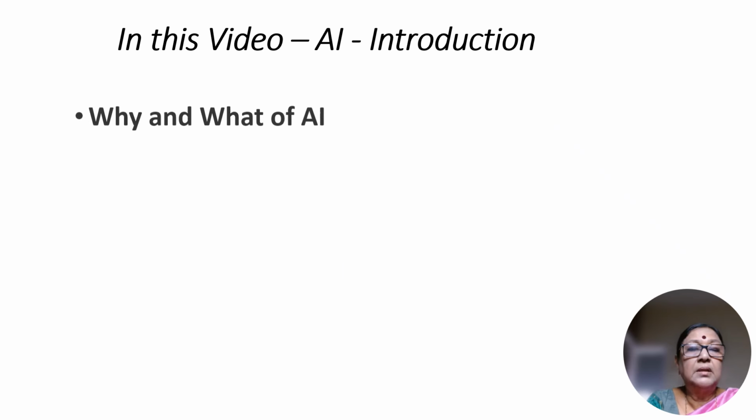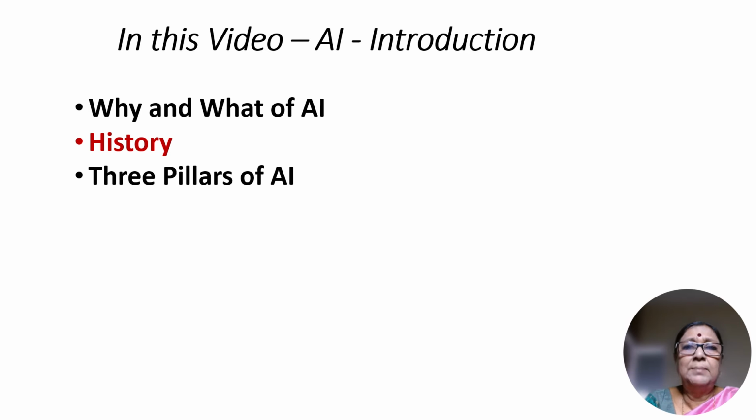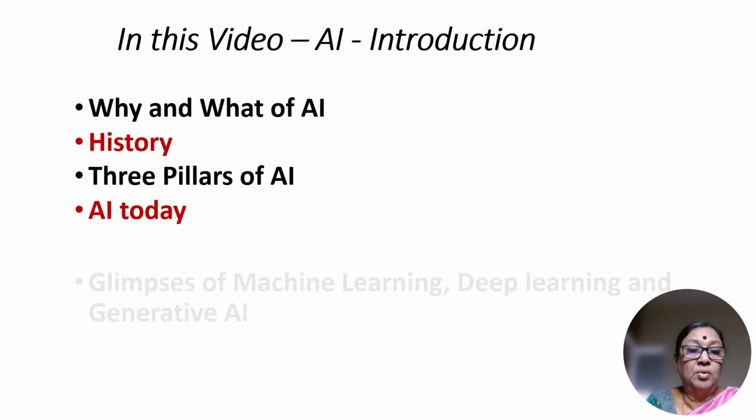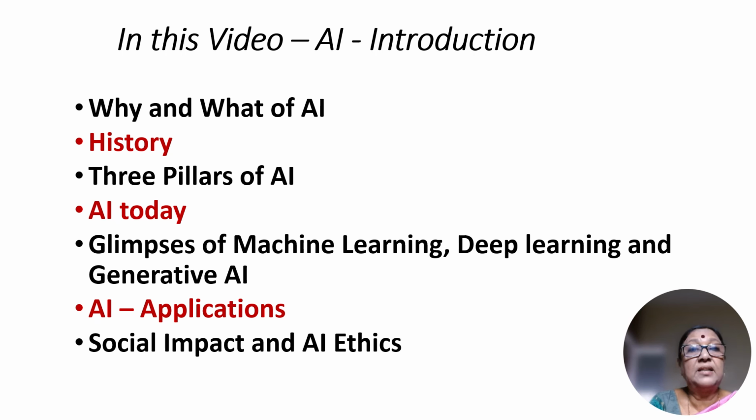We are going to talk about why we should study or know about AI, what it is, what its history is, the three basic pillars of AI, then what AI is today and how it has evolved from before to now. We are also going to look at glimpses of machine learning, deep learning, and generative AI with respect to where they come in AI. Then we will look at some AI applications in different domains. And then we will look at the social impact of AI, both negative and positive, and some ethical aspects of AI. So this is what we want to cover in this AI introduction.